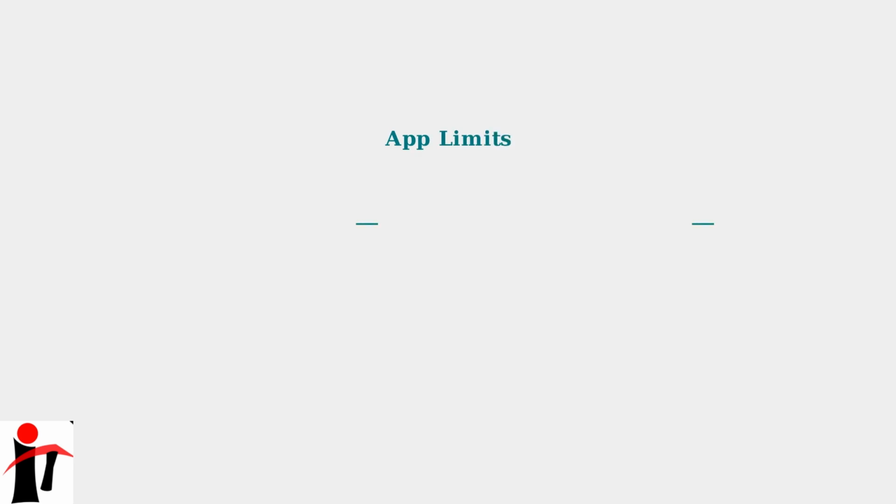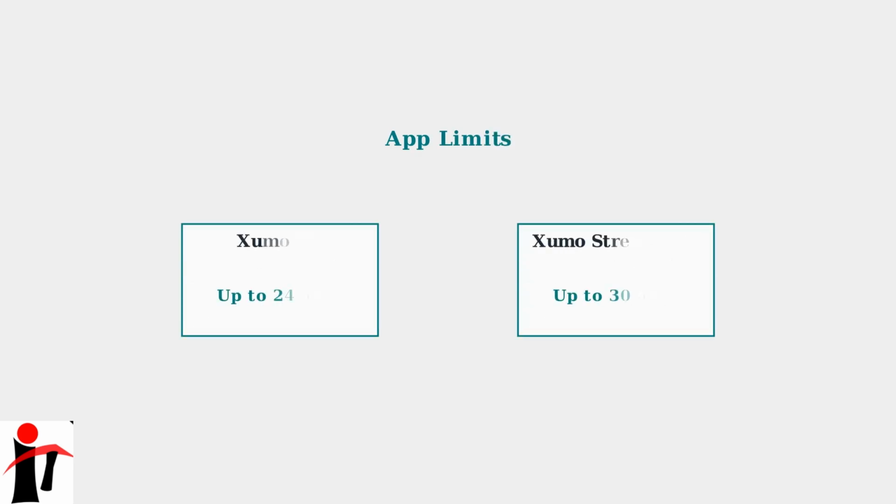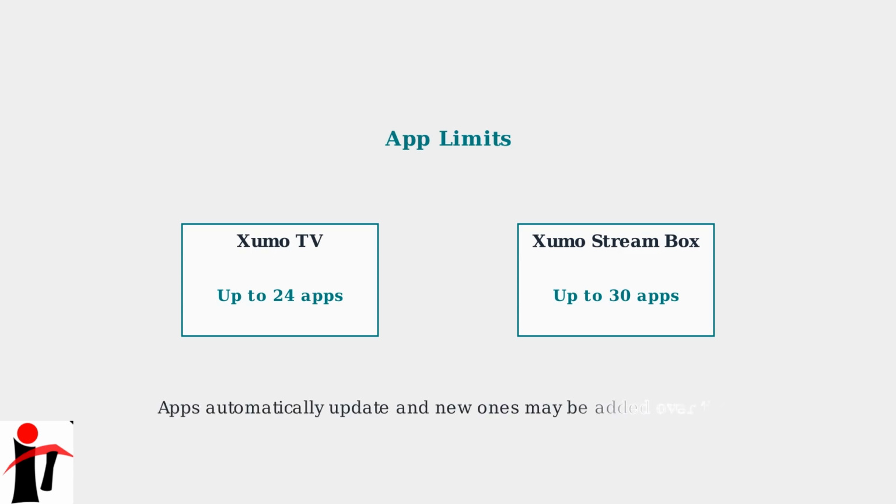Keep in mind the app limits for each device. Xumo TV allows up to 24 apps in your apps row, while Xumo Streambox supports up to 30 favorite apps. This gives you plenty of room to customize your streaming experience with your most used services. Remember that your Xumo device will automatically update apps and may add new streaming services over time, so your app library will continue to grow and improve without any action needed from you.